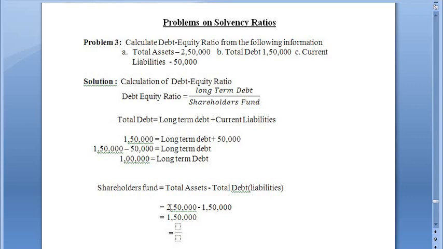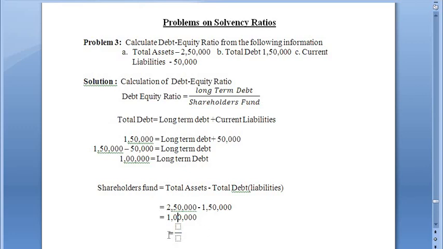As I said, the equation of the balance sheet is assets equal to the liability side. Here the amount of total assets is 2,50,000, and the total equity and liabilities are 1,50,000 plus 1 lakh. Yes, the answer is 1 lakh. If you add these two, you will get the total equity and liabilities. One and the same.